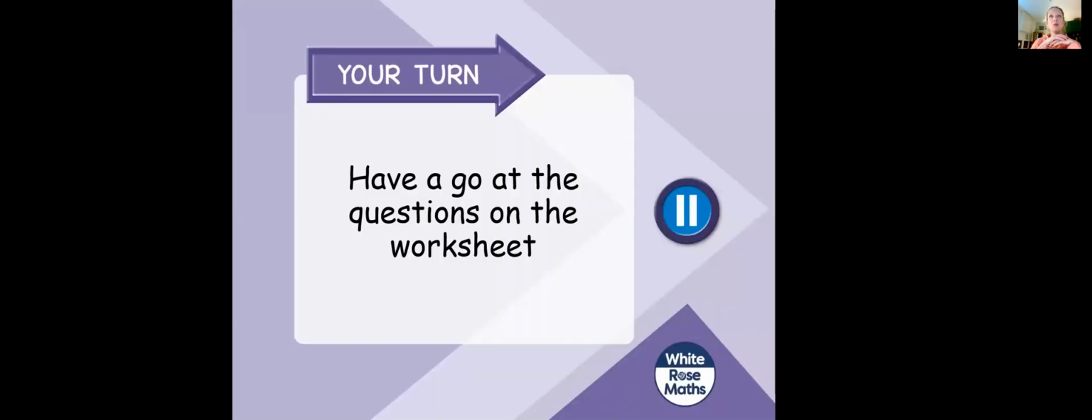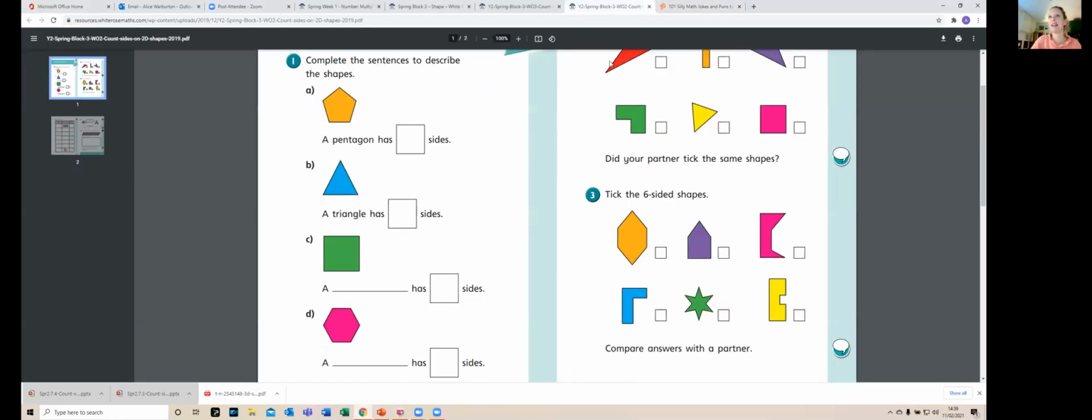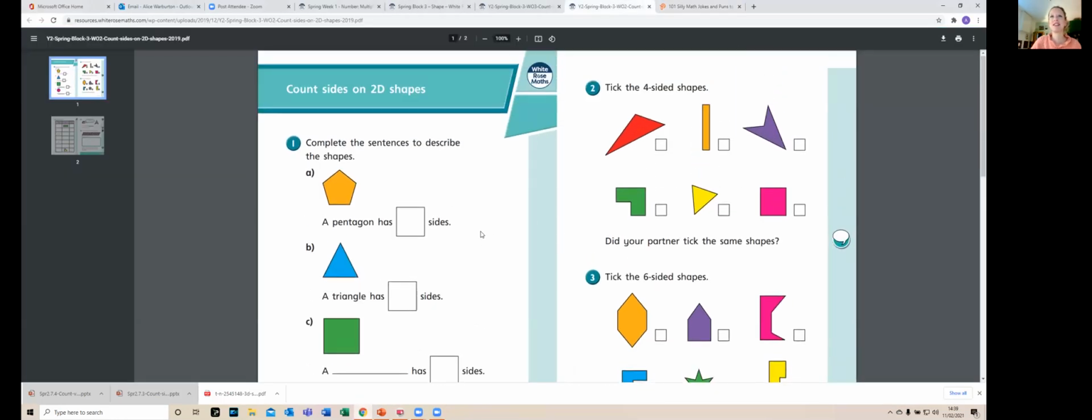Have a look at your worksheet, children, and have a go at all the questions on there. If we look at it quickly together, you will see it looks like this. Does it look like that? No, it looks like this one. Here we go. Counting the vertices on 2D shapes.